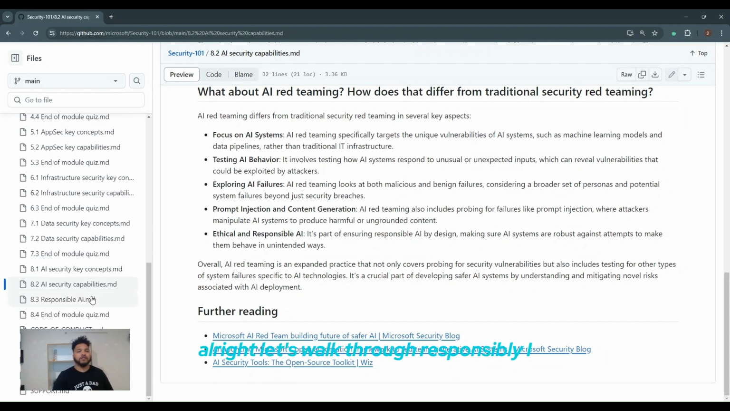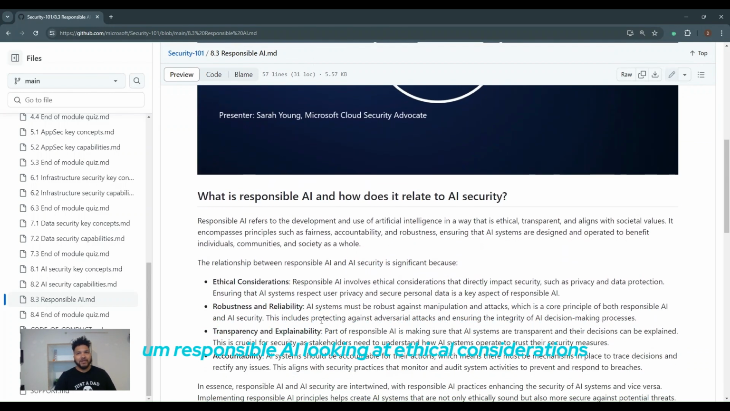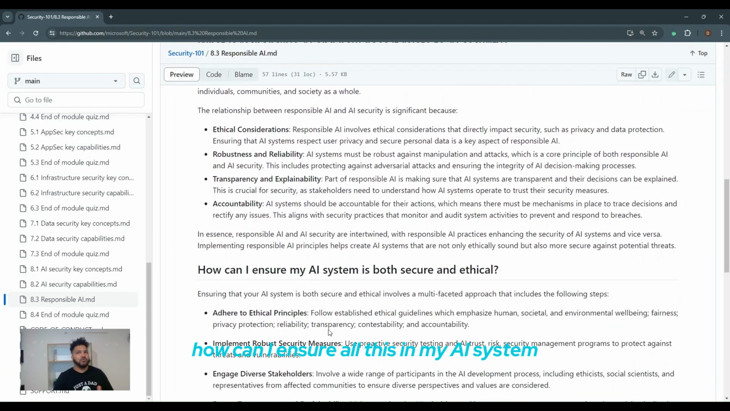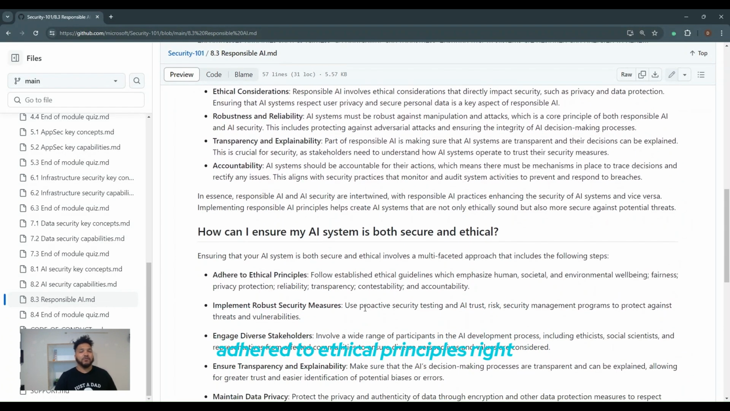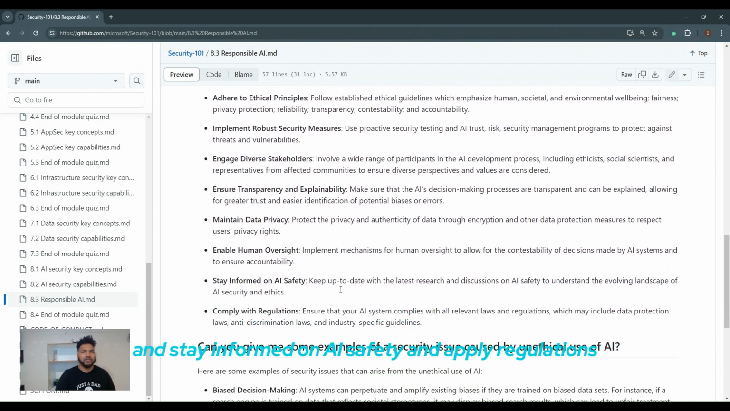All right, let's walk through responsible AI. Last section of the last module, let's get it. Responsible AI is looking at ethical considerations, robustness and reliability, transparency and explainability, and accountability. All the AI systems accountable for whatever they're spitting out. Super important. How can I ensure all of this in my AI system? Adhere to ethical principles, right? Ethical by design. Implement robust security measures. Engage diverse stakeholders. Don't just have one set of stakeholders. Ensure transparency and explainability, right? Maintain the data privacy. Human oversight over everything. And stay informed on AI safety and comply with regulations.